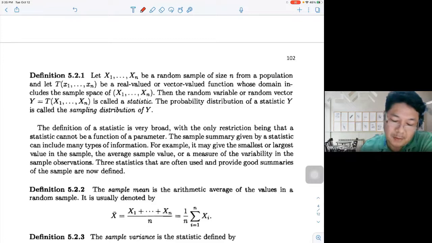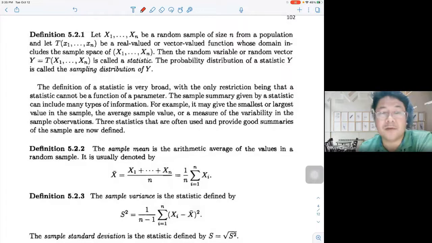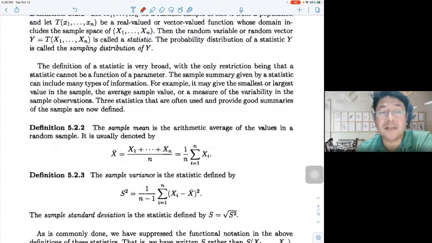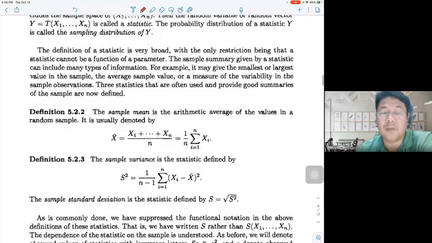Okay, so the definition of a statistic is very broad, with the only restriction being that the statistic cannot be a function of a parameter. Now we're going to consider three statistics that are often used as good summaries of our sample. The first one is the sample mean, the arithmetic average of the values in a random sample. It is usually denoted by X bar.